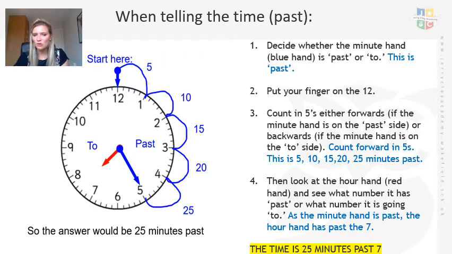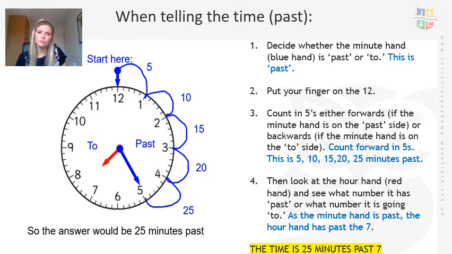Now, first thing we are going to say, is that on the past side of the clock or is it on the to side of the clock? Well done, this is on the past side of the clock. So now what we're going to do, you're going to put your finger on the number 12 at the top. So now we are going to work out how many minutes past the 12, past the hour, has my minute hand gone. So we can jump in 5s.